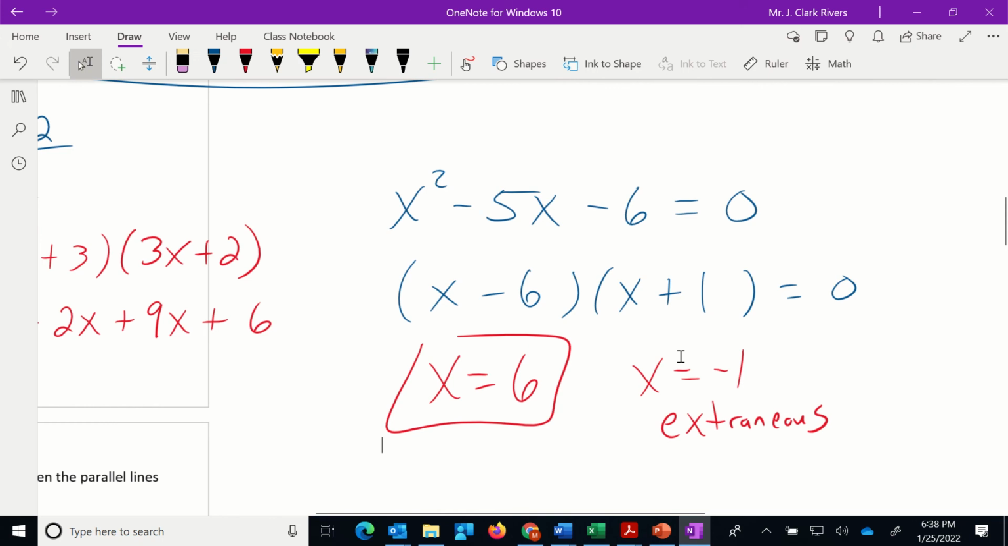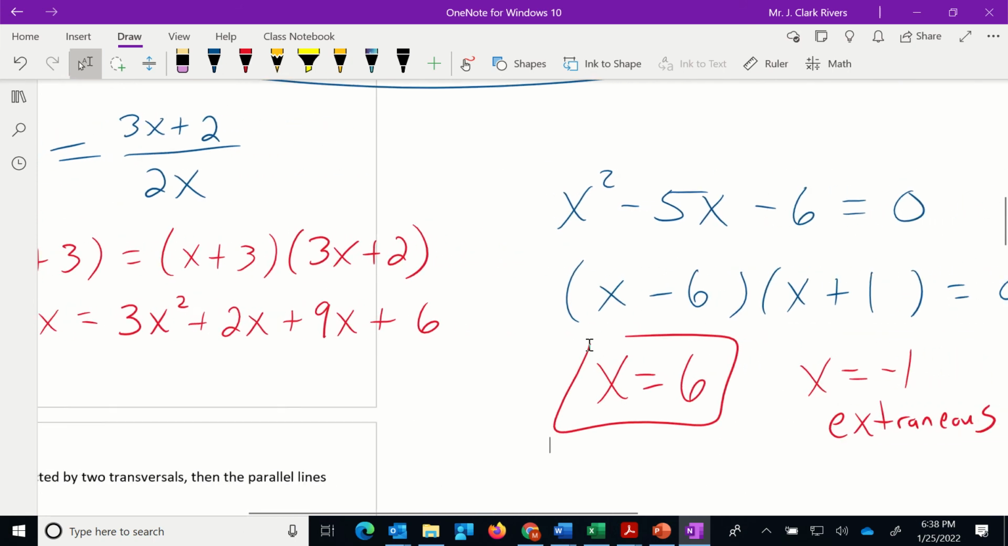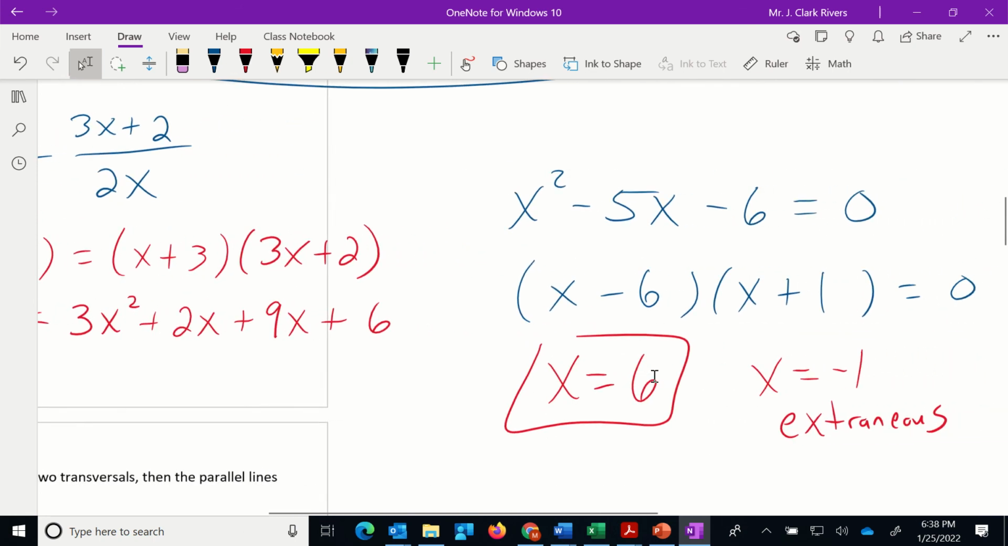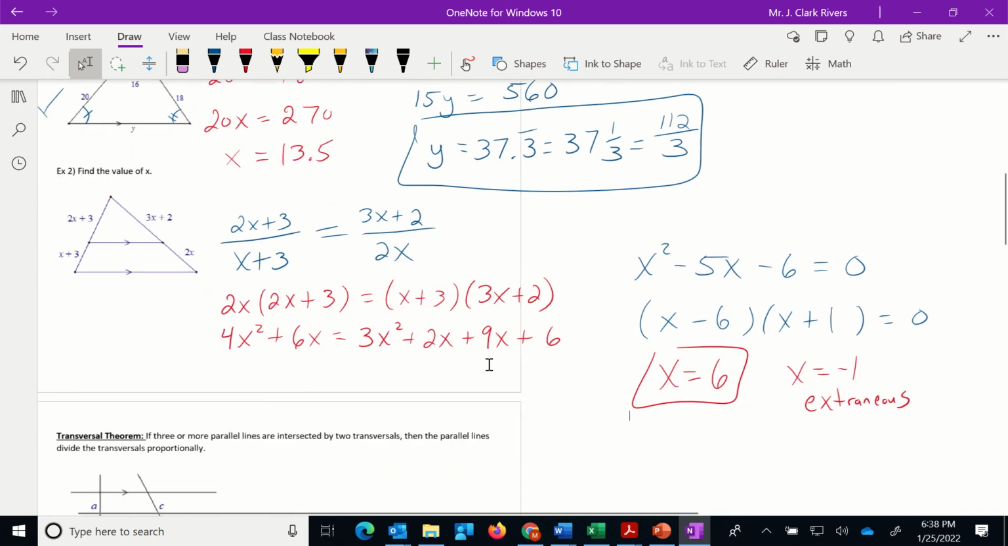There are some situations where negative numbers don't have to be extraneous. It just depends on these values of x over here. And there's also some situations where positive values are extraneous. So if it represents a side length, it has to be positive. Just make sure you plug it in and check. All right.